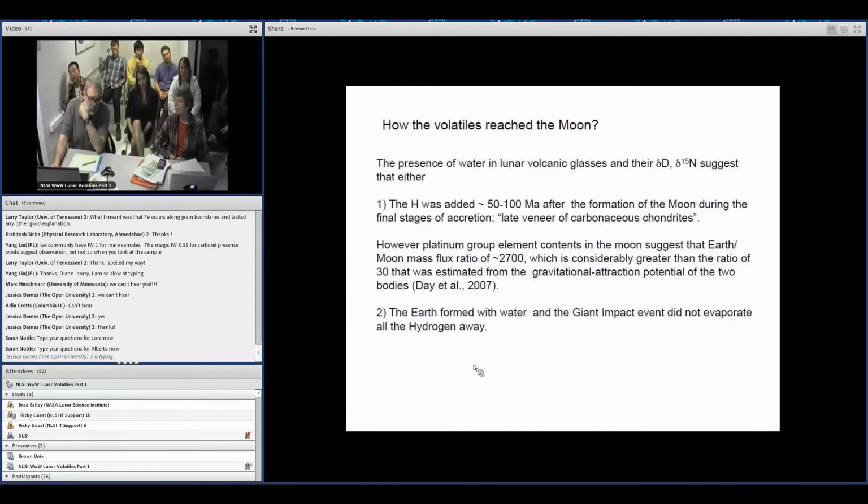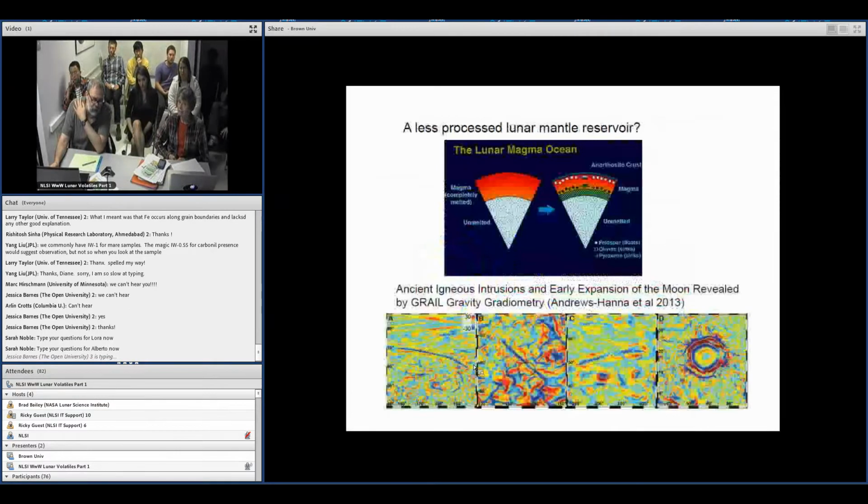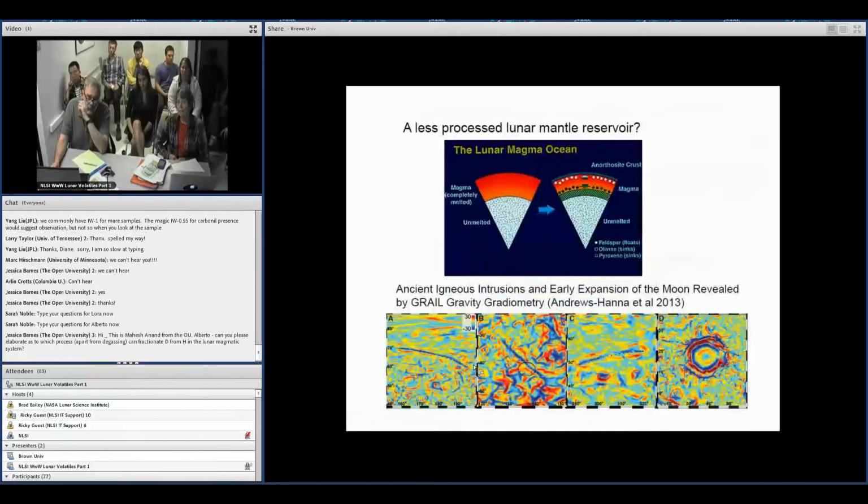So the question is how it arrived. Well, there are two possibilities, and they need to arrive very early, the volatiles to the Moon. One possibility is the late veneer, but if we look at the platinum group elements, we will see that there is almost no effect of the late veneer on the Moon, and therefore we discard that possibility. Therefore the only possibility left is that the water came from Earth during the giant impact, and this will require the models that Steve Tesh and Jeff Taylor are trying to do, and Palevan are trying to do, to understand how hydrogen will be preserved, at least partially, in this giant impact.